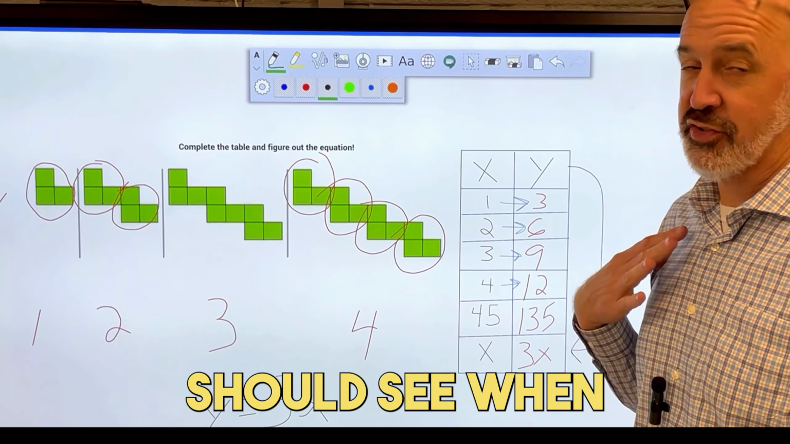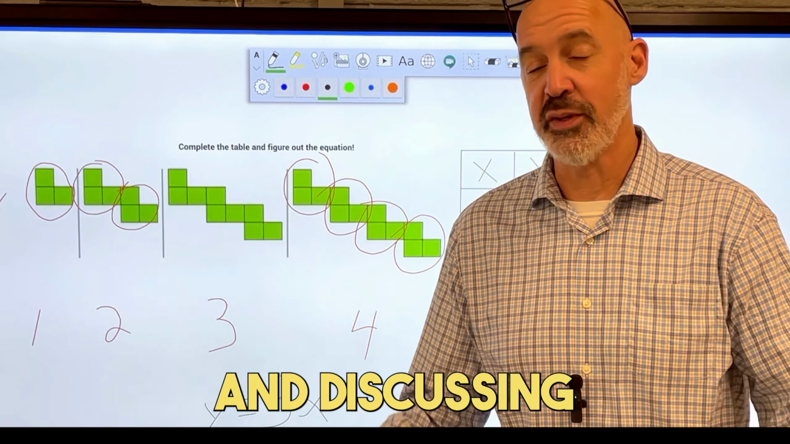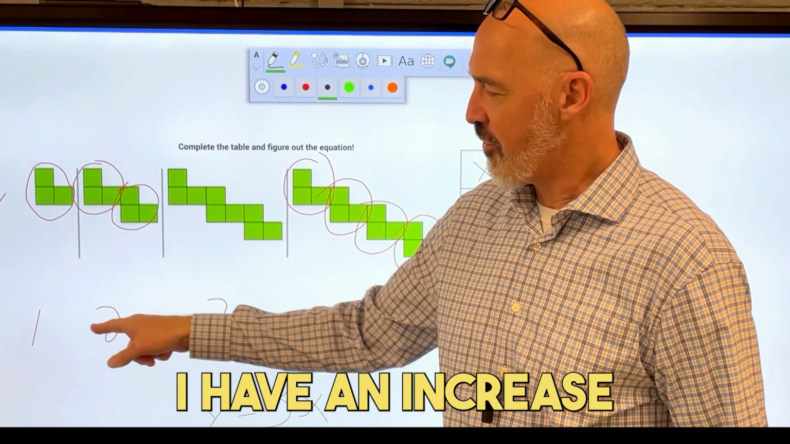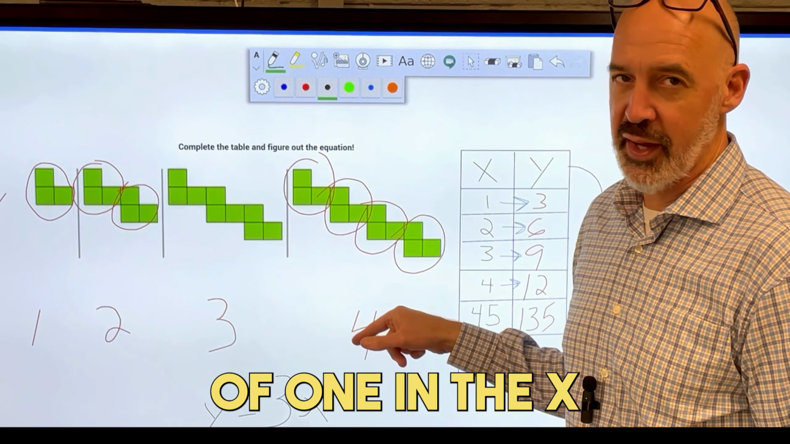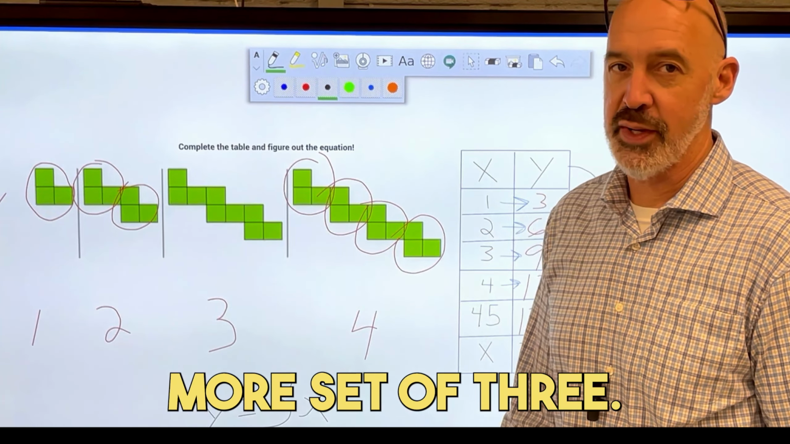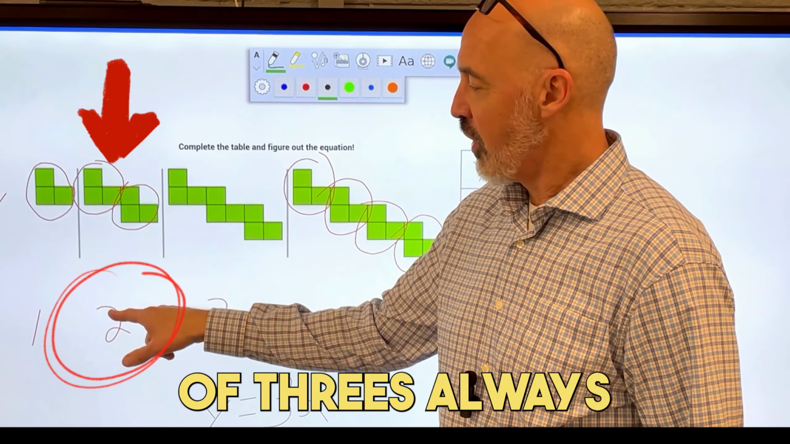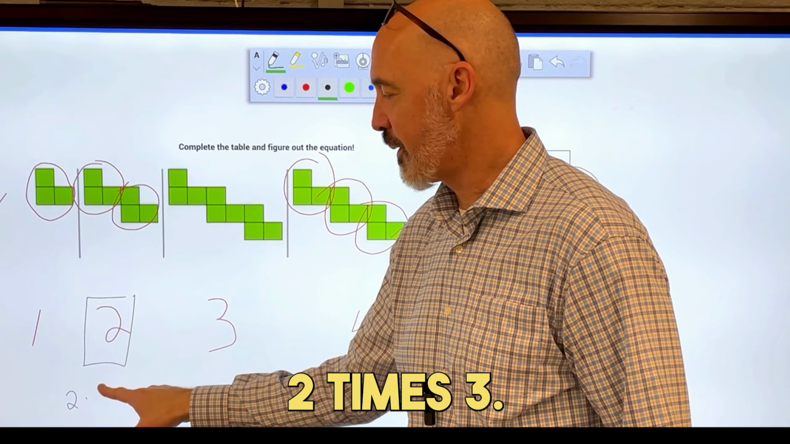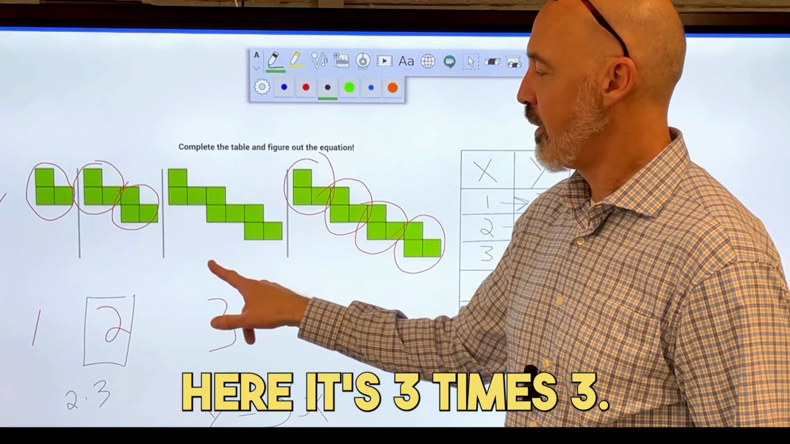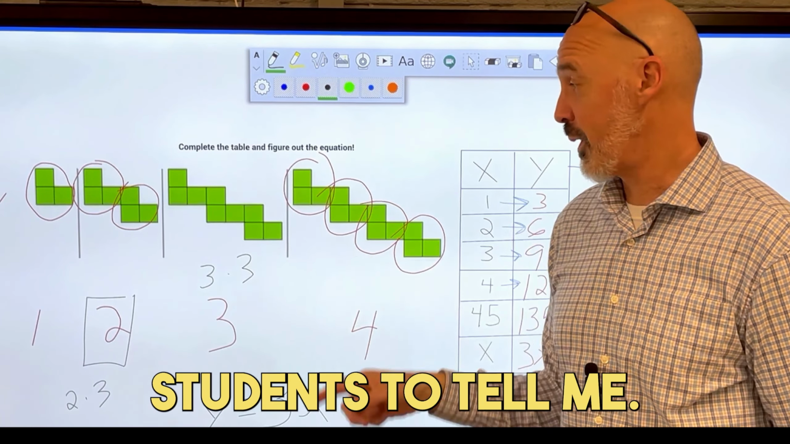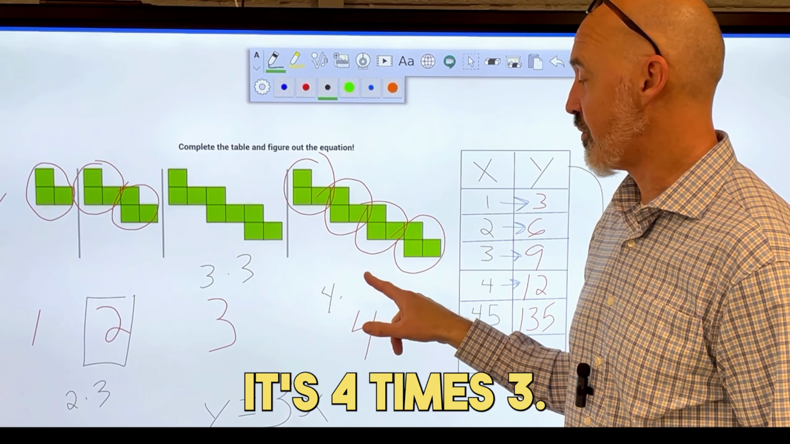Here is what kids should see when they're out in the classroom and discussing these patterns. They should say, well, every time I have an increase of 1 in the x value, or move up 1 step, there's 1 more set of 3. And the number of 3's always matches the x value. So here it's 2 times 3. Here it's 3 times 3. And this is what I would expect students to tell me. And then here it's 4 times 3.